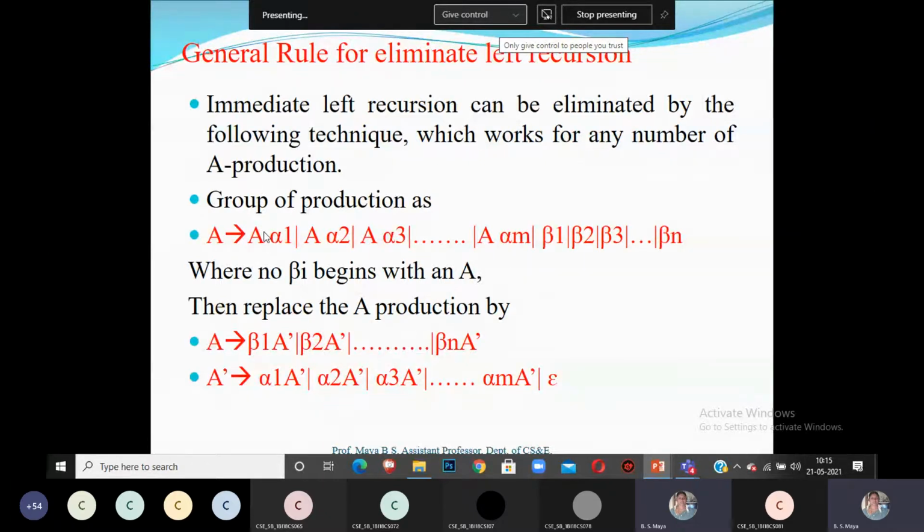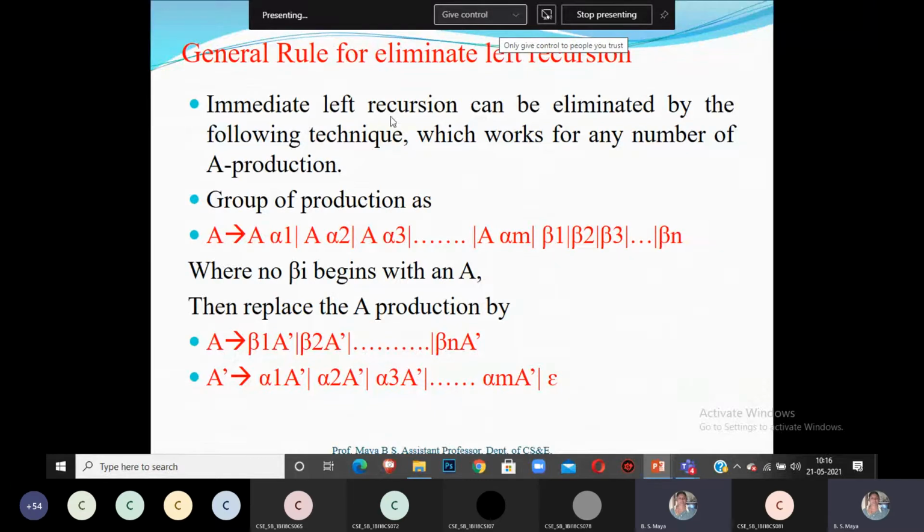See, the first production is starting with A, the second is also starting with A, the third is also starting with A, and the m-th production is also starting with A. All m productions I have to replace. Then I have productions that do not start with A; these are not left recursive: beta 1, beta 2, beta 3, up to beta n. These are all beta productions. Whatever the beta, it does not start with A. Using that beta, I can rewrite my production.